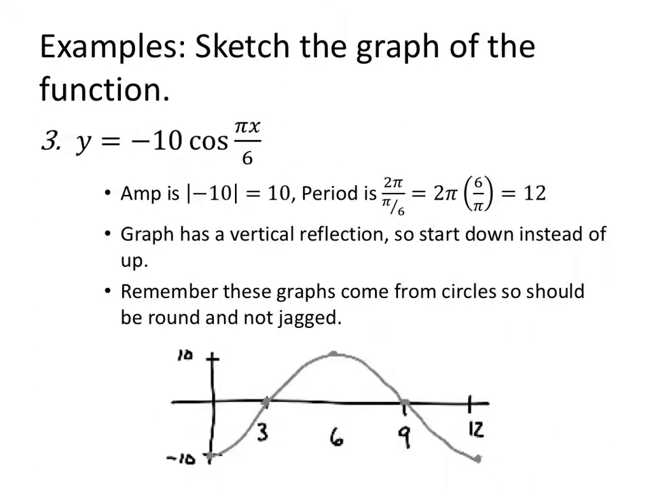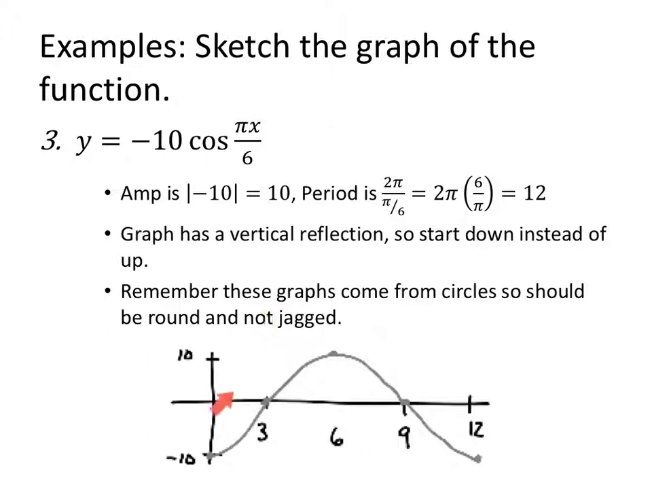If I'm given y equals -10 cosine of pi x over 6, the amplitude is the absolute value of -10, which is 10. The period is 2 pi divided by pi over 6. That's 2 pi times 6 over pi, which is a total of 12. Now this negative on the outside says the graph has a vertical reflection. So cosine usually starts high. Because it's a reflection, it's going to start low. And it's still going to look like a cosine. It's just flipped over.